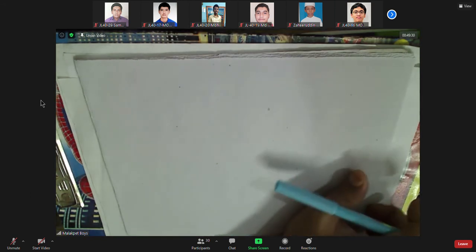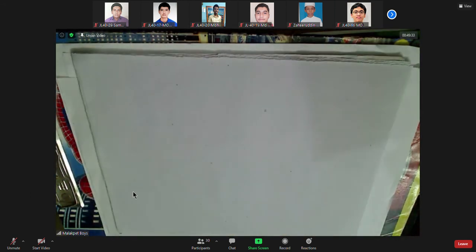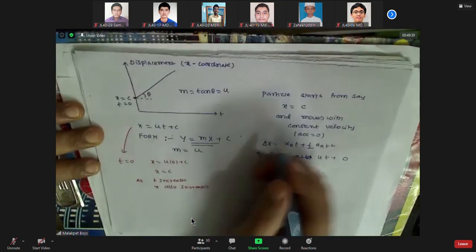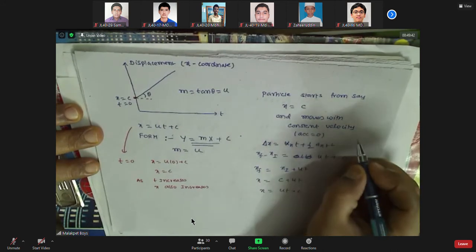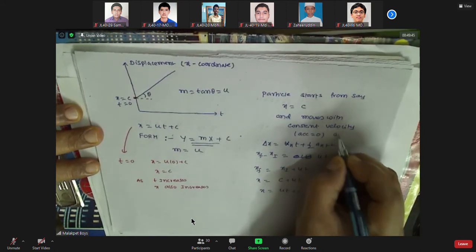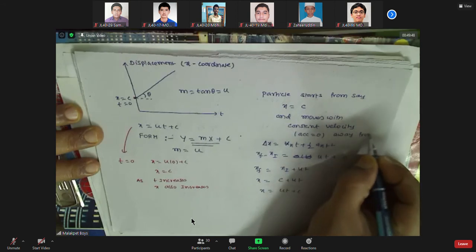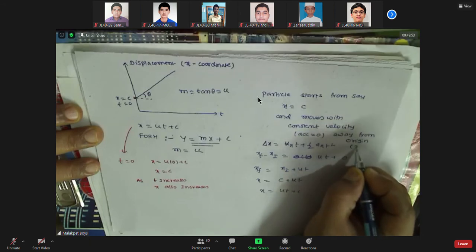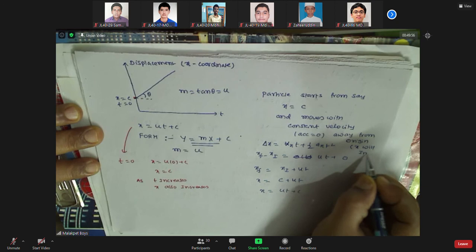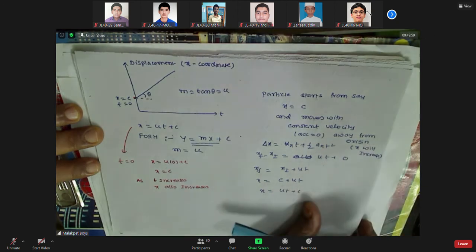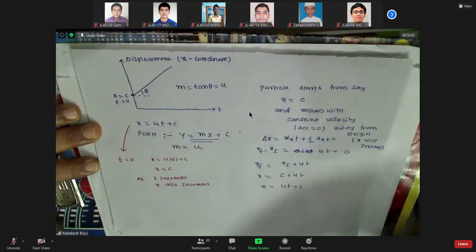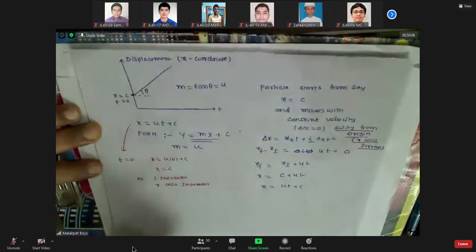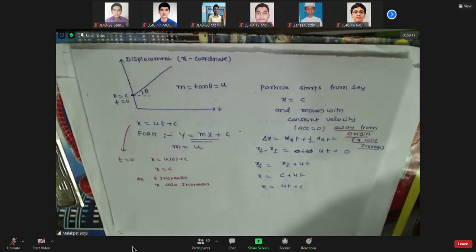See, suppose the particle moves with constant velocity away from the origin. Then what will happen? X will increase now. Add this small point to the previous one. That is the reason why you are getting x as increasing. Understood this?